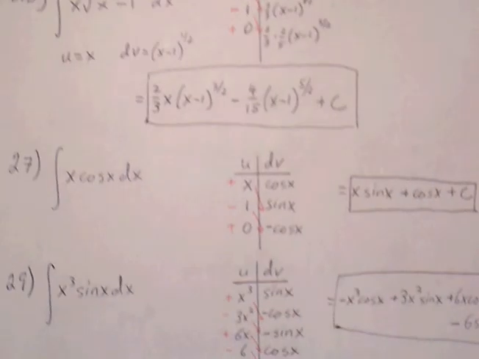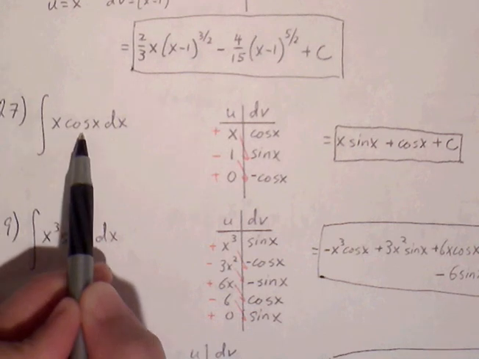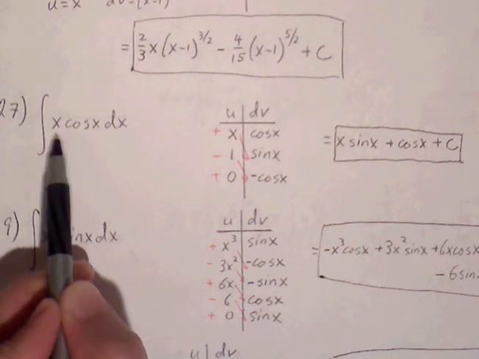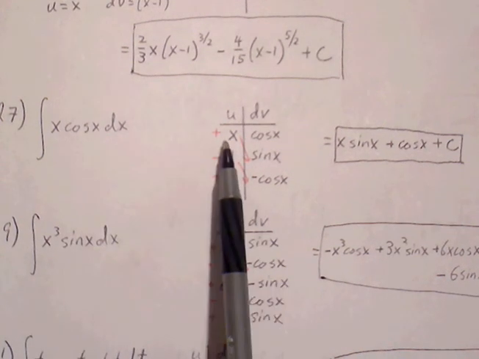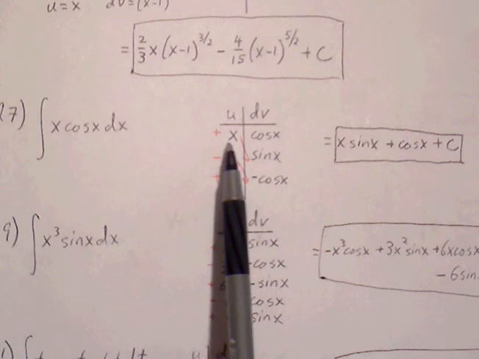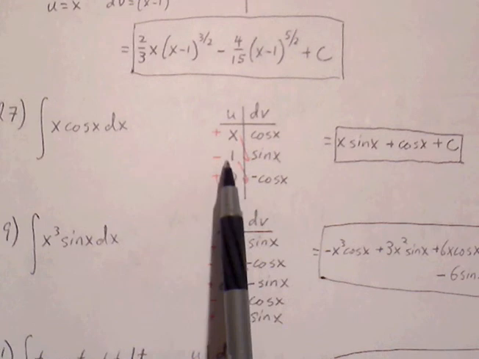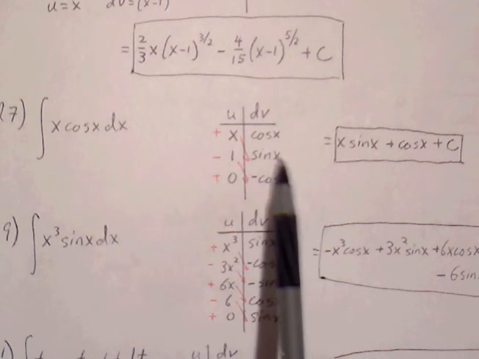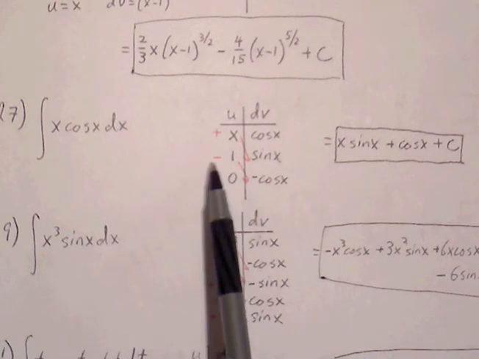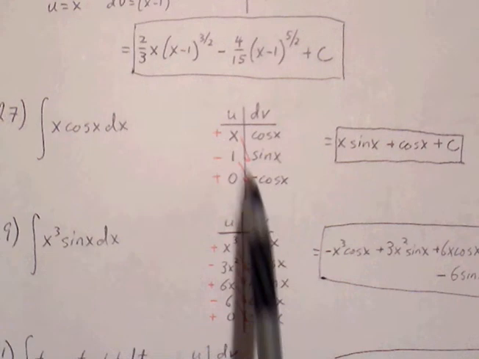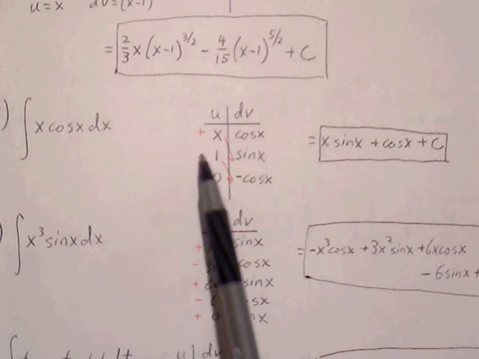Okay, 27, we can go through tab method again, because we have algebraic versus trig function. So algebraic will win out. So we let the u value be x, dv be cosine. So we can go through tab method because our algebraic will go to 0 once we assign that to be the u value. So x becomes 1, becomes 0. Cosine becomes a positive sine. Integral of sine is negative cosine, and then we stop there. Okay, plus minus plus. Multiply diagonal, we get x sine of x plus cosine of x, because the two negatives become positive, and then plus c.